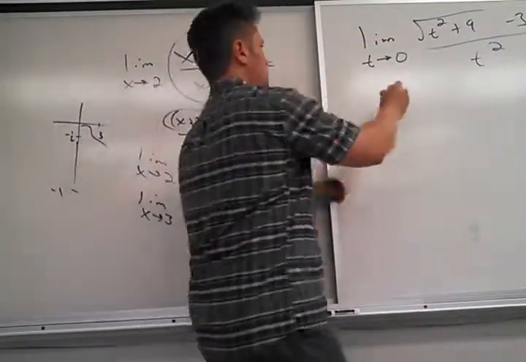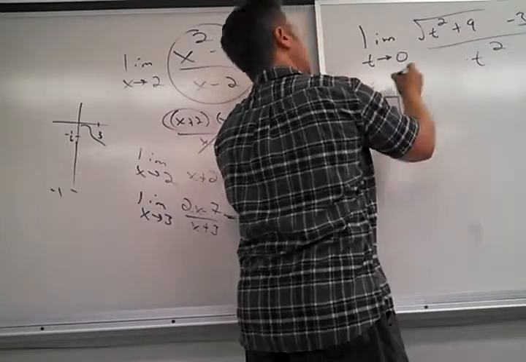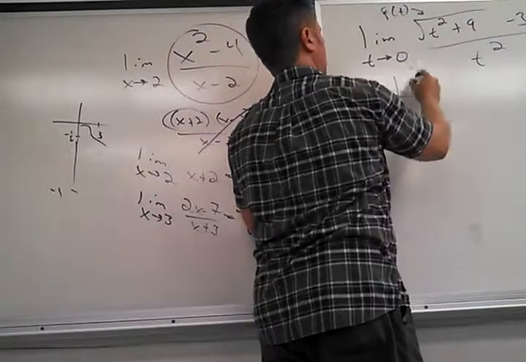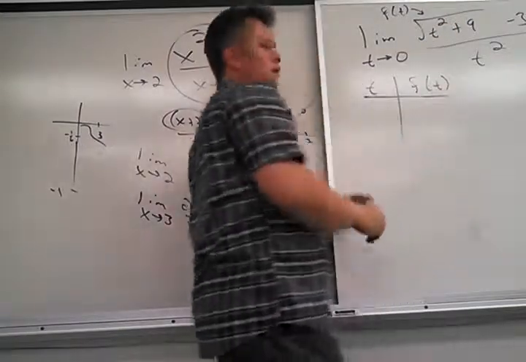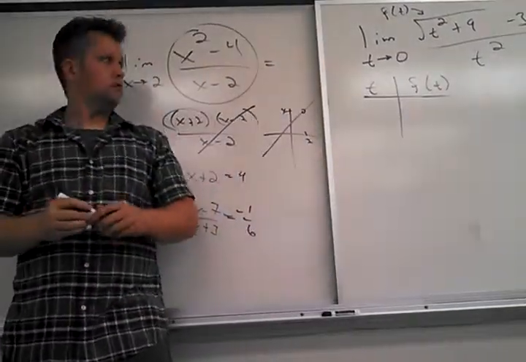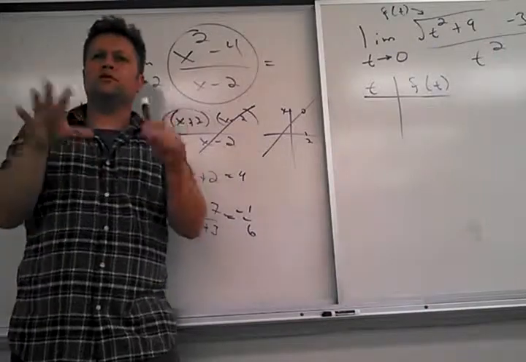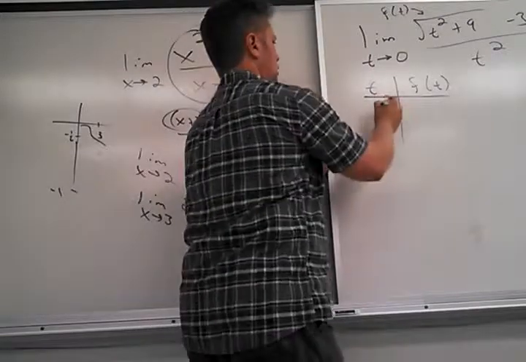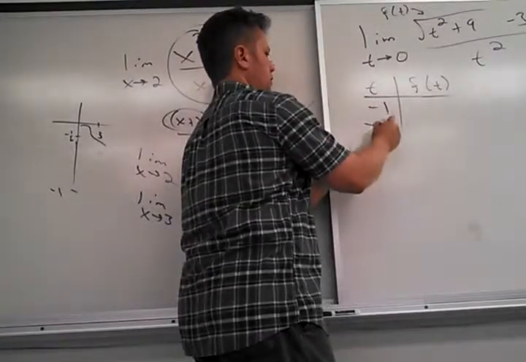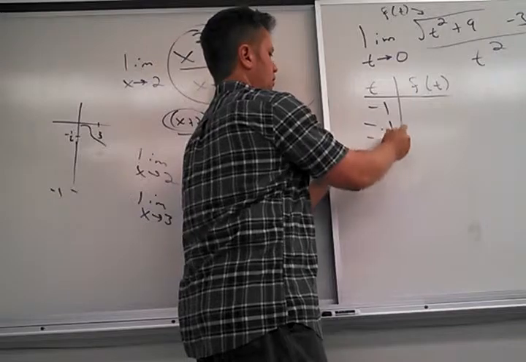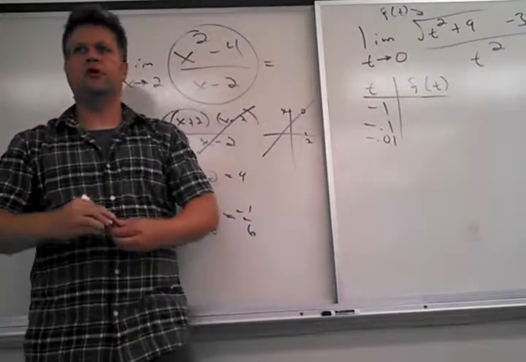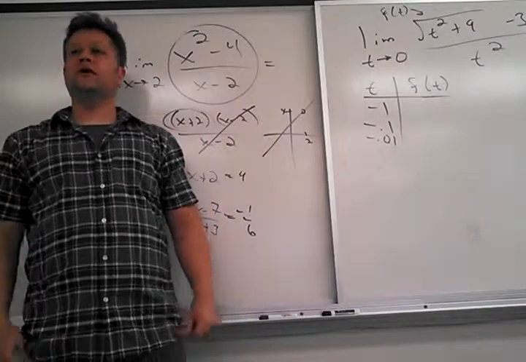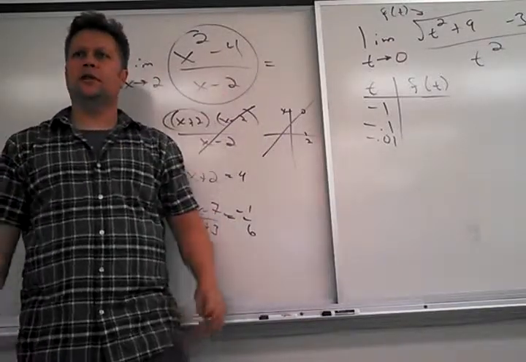So make a little table. Let's call this f of t. Just make sure everybody starts off right. What kind of value should you plug in, maybe? 1, negative 1. Yeah, start off with -1, and maybe -0.1, -0.01. That might be good, or 0.5, whatever you want to do. Do some different things. Just make sure everybody's getting the same kind of answer.